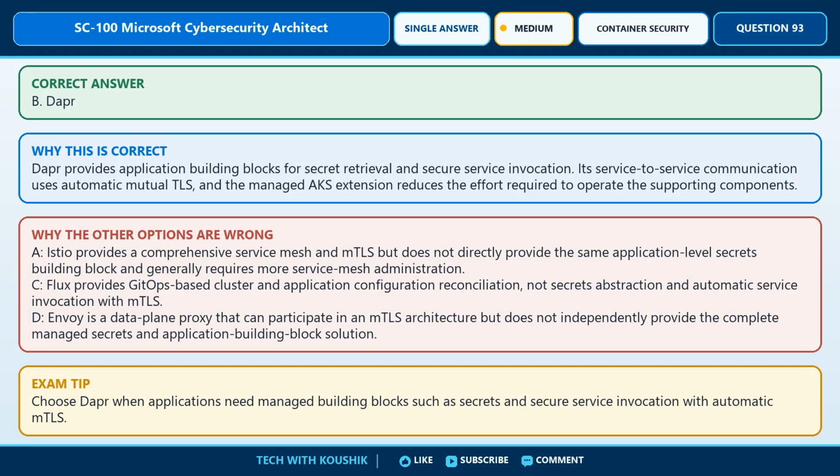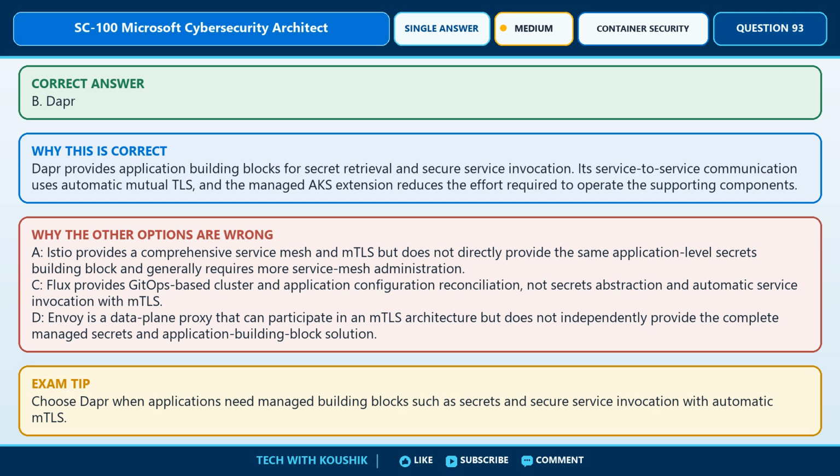The correct answer is option B, Dapr. Here's why. Dapr provides application building blocks for secret retrieval and secure service invocation. Its service-to-service communication uses automatic mutual TLS, and the managed AKS extension reduces the effort required to operate the supporting components. Why are the other options not correct?